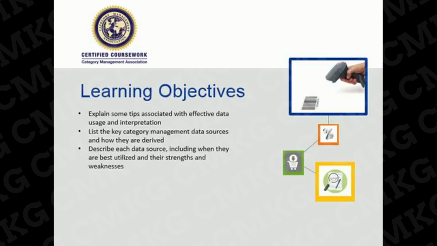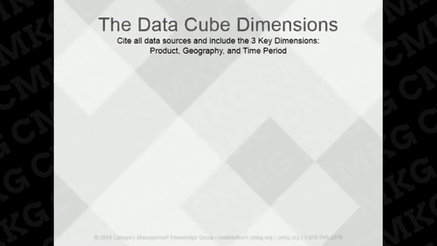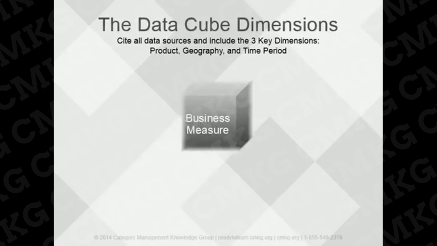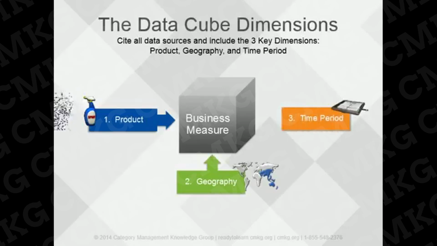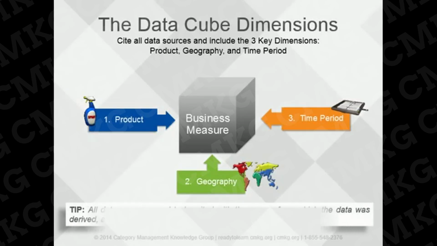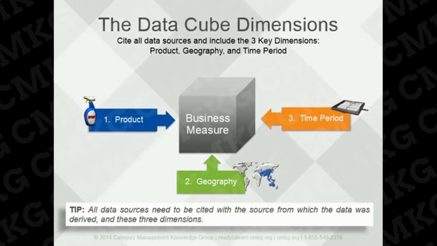Let's get started. When we use data, we need to consider the data cube. The data cube describes marketing facts across three business measures: product, geography, and time period. All data sources that you use need to be properly cited with the source from which the data was derived, as well as these three dimensions.